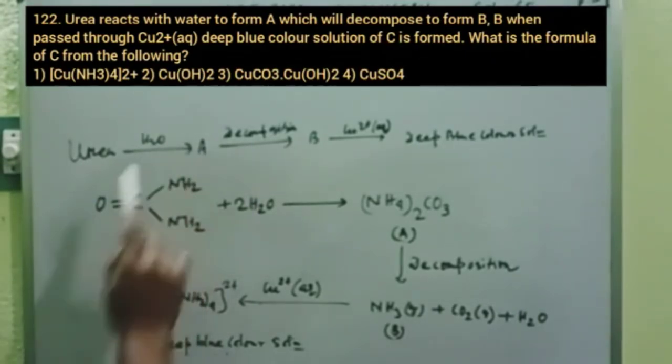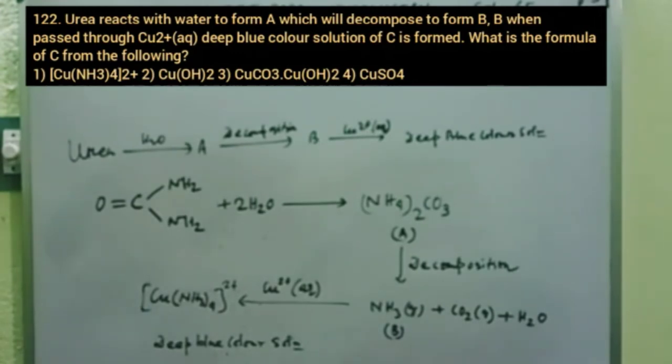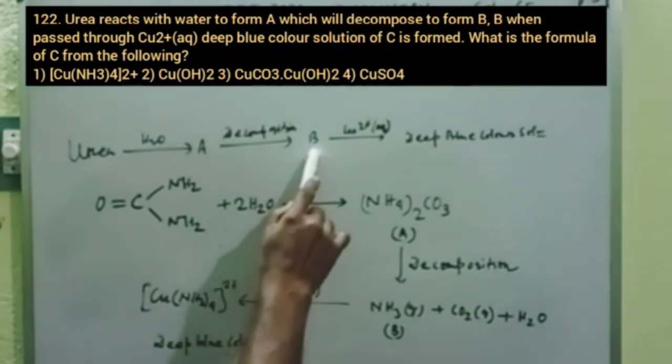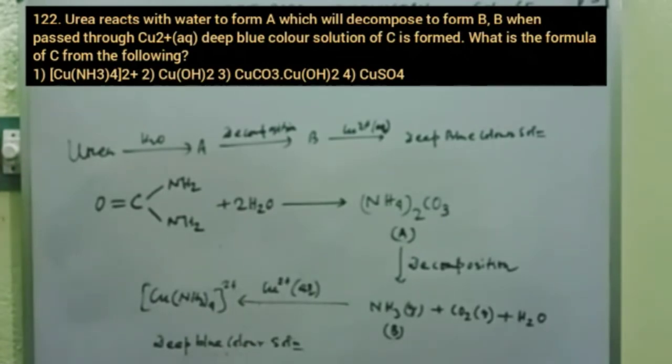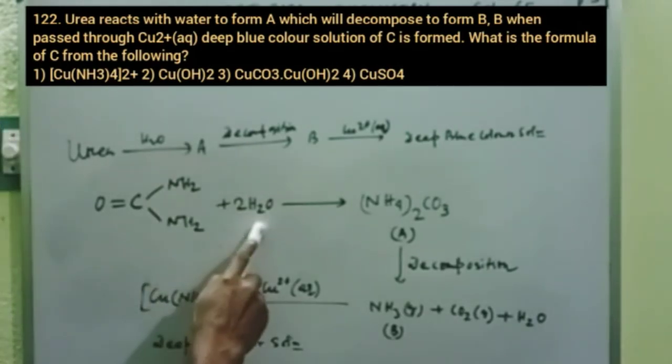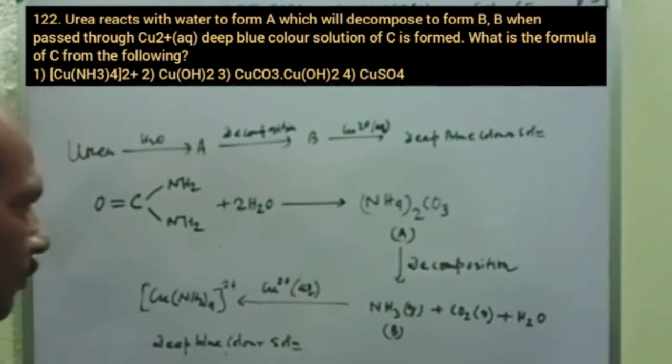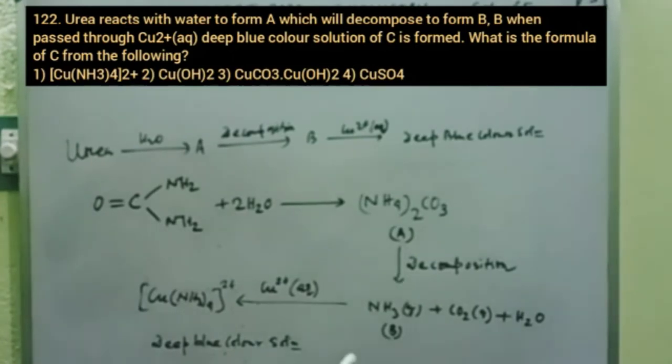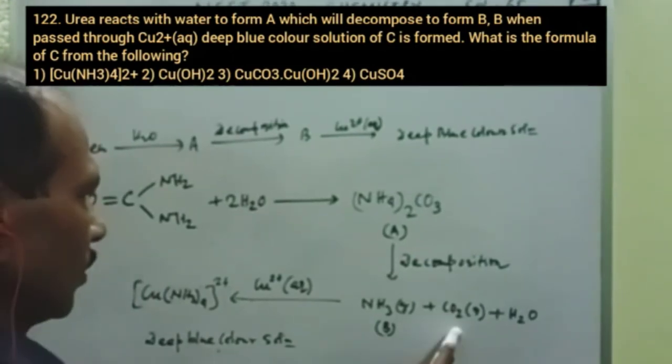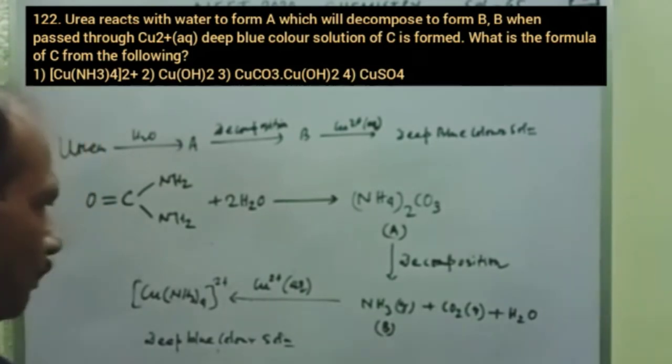When urea reacts with water, it forms a compound A, which on decomposition gives rise to B. When B is passed through aqueous Cu2+ solution, a deep blue color solution appears. Look at the reaction. When urea reacts with water, it can form ammonium carbonate, which on decomposition gives rise to ammonia gas with carbon dioxide gas and water.